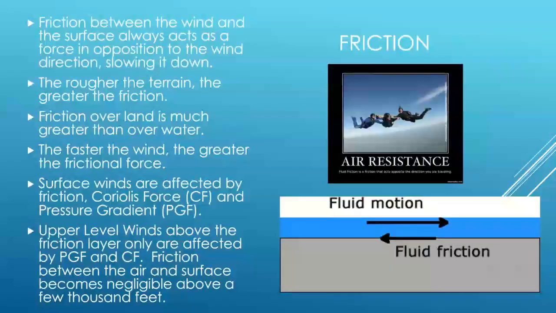Friction. The wind and the surface always act as a force in opposition to those attempts. There's always friction. The rougher the terrain, the greater the friction. Well, that makes sense. Friction over trees will be greater than friction over the desert. But people who live out in the desert get some wind, let me tell you. They get winds that we don't get out here. And of course, the faster the wind goes, the greater the frictional force. Surface winds will be affected by friction, Coriolis effect, and of course, the driver, which is the pressure gradient.